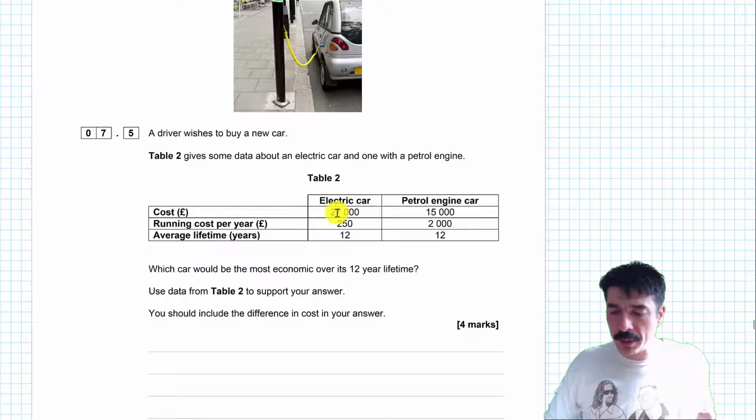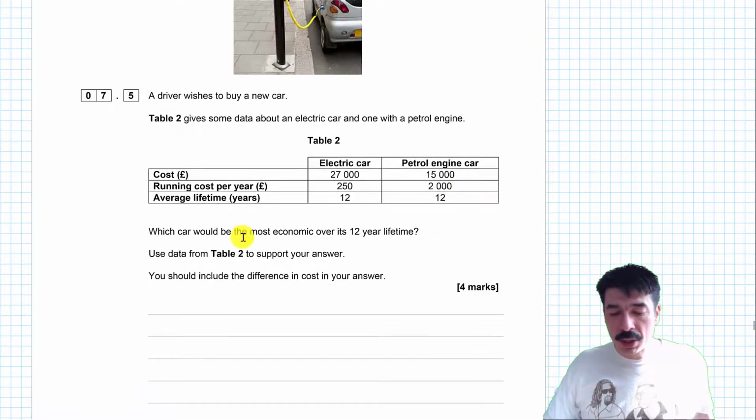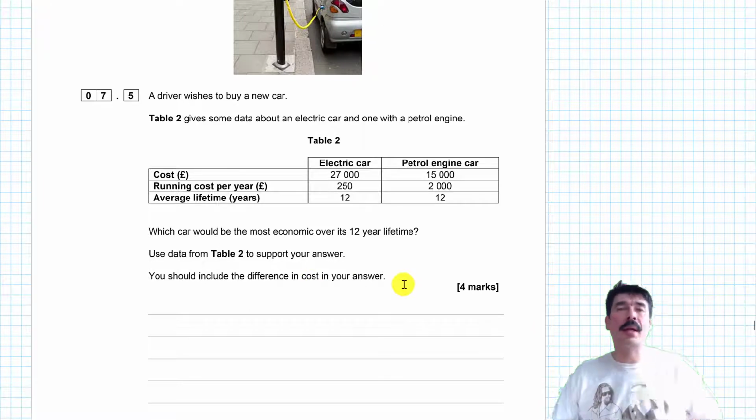Its cost brand new is £27,000. The running cost per year is £250, and the average lifetime about 12 years. I'm not sure if the batteries really last that long. The petrol car is quite a bit cheaper, £15,000. It costs quite a bit more to run per year. Lasts about the same time. Which car would be most economic over its 12-year lifetime? Use data from table 2 to support your answer. You should include the difference in cost in your answer.